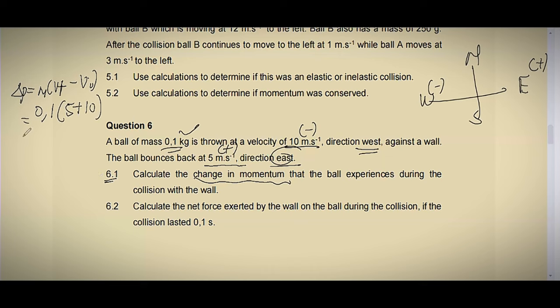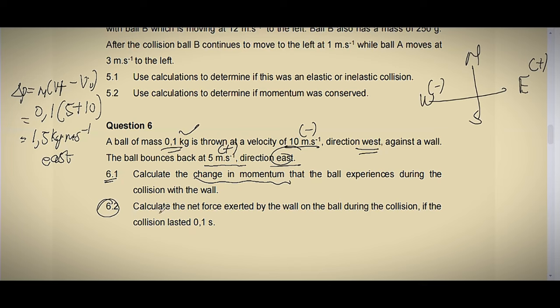Note these signs. Then that's 0.1 multiplied by 15. So this would give us 1.5 kg meters per second. And since this is a vector, we need to show the direction also. So this is east because it came out as a positive. Right. So done with that one.